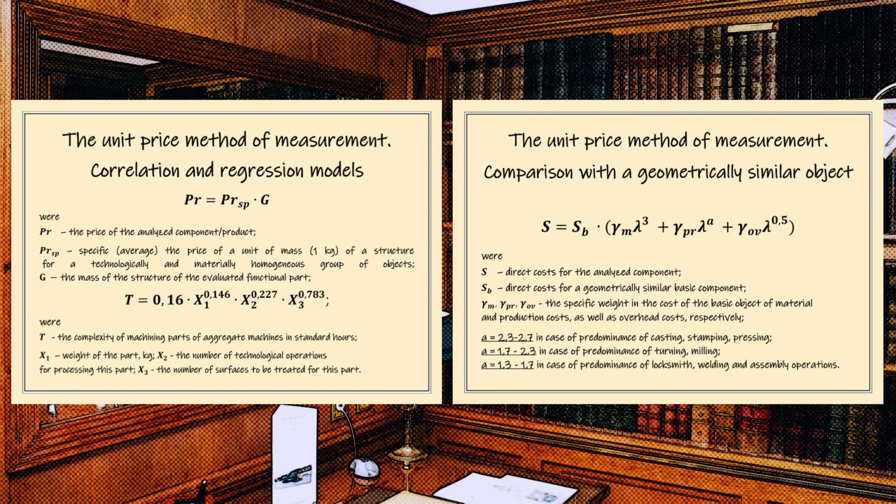However, cost engineer, you should be aware of the existence of similar models for various processing methods, so that based on the change or complexity of machining parts on the machine in normal hours, you can evaluate one or another design engineering variant of the analyzed object. On the second slide, we see a comparison formula with a geometrically similar object, the initial data for which are the calculation of the cost on the basis of an analog and its technological description, prevailing manufacturing technologies.